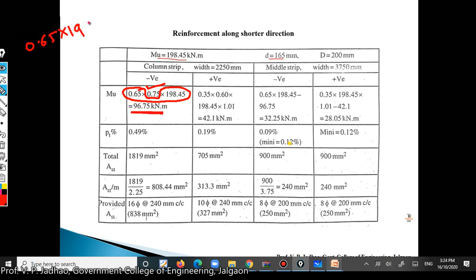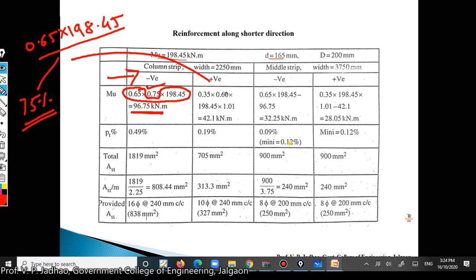Now, the remaining of this, that is 0.65 into 198.45. Out of this bending moment, 75% of the negative bending moment is taken by the column strip, and the remaining 25% will be taken by the middle strip. Either you can multiply this value with 0.25, or you can just subtract 96.75 from 0.65 into 198.45, so you will get the bending moment here to be 32.25. So this is how this bending moment is distributed.